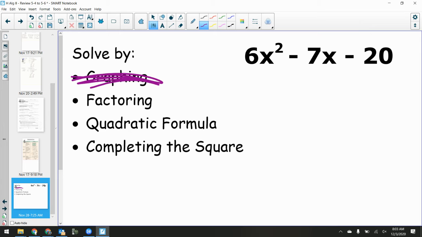I'll give you a bunch of time to work on this. Okay. In a couple minutes, I'll go through the factoring, and then I'll give you a couple more minutes, and then I'll go through the quadratic formula, and then I'll give you a couple more minutes, and then we'll go through the completing the square. So solve that by factoring.